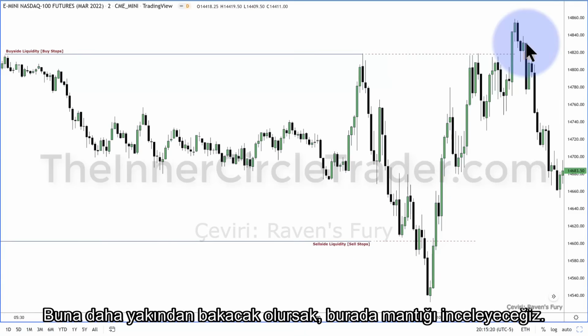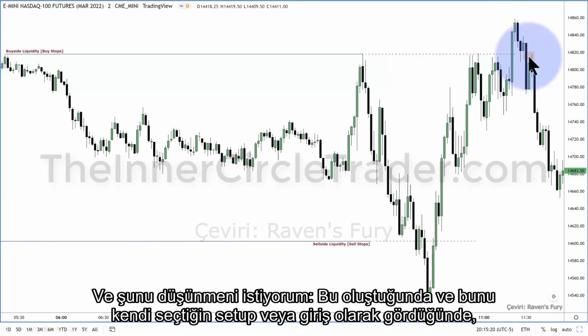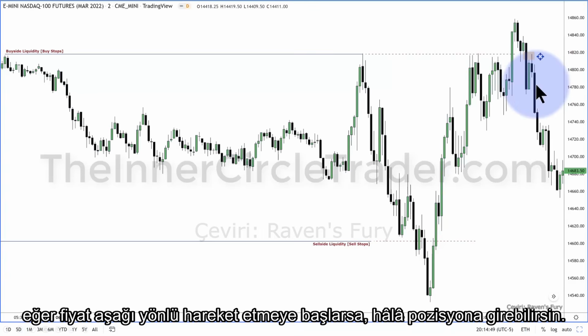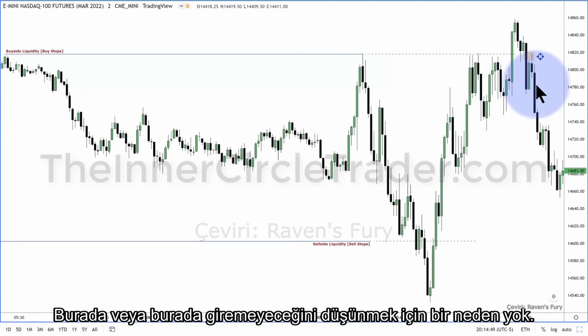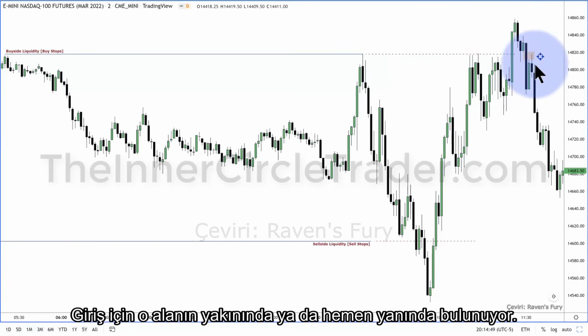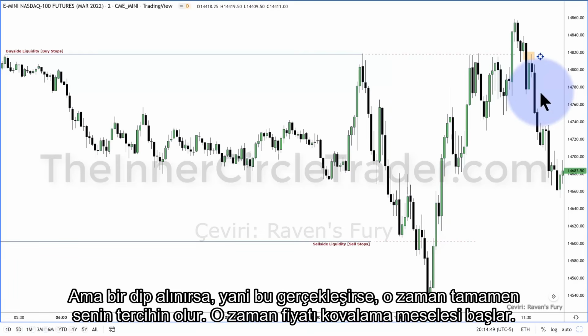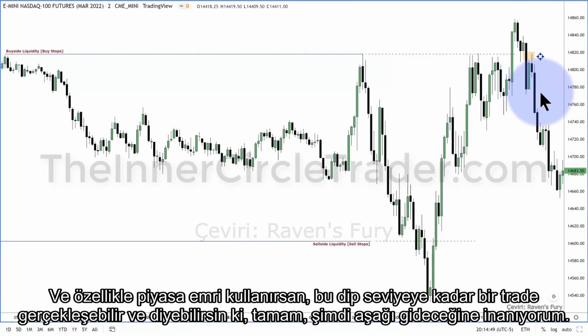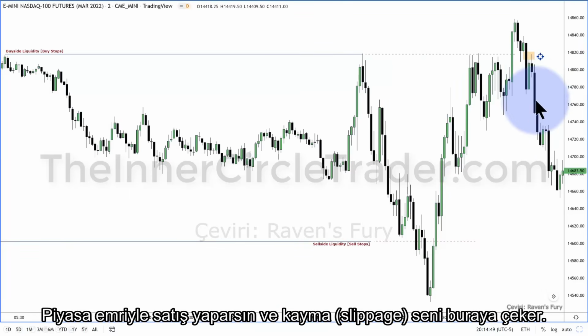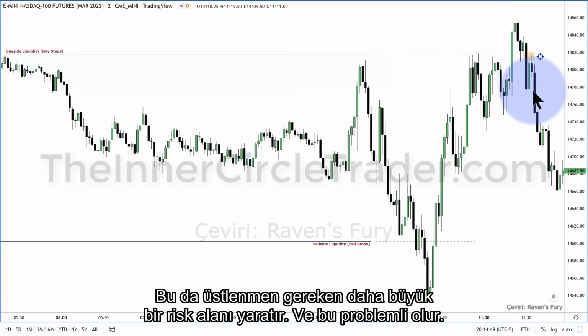Okay? Looking at this further, we're going to look at the logic in here. I want you to think about, after this forms and you see that as your choice setup or entry, if it starts to move lower, you can still get in it. There's no reason to think that you can't get in it here or in here. It's in close proximity to where that area is as an entry. Once we take out a low, though, it becomes a matter of you chasing price. And if you try to get in, especially if you use a market order, you may see it trade right to this low and say, okay, now I believe it's going to go down. You put a market order to sell short, and then slippage gets you down here, and it creates a larger area of risk that you have to assume.